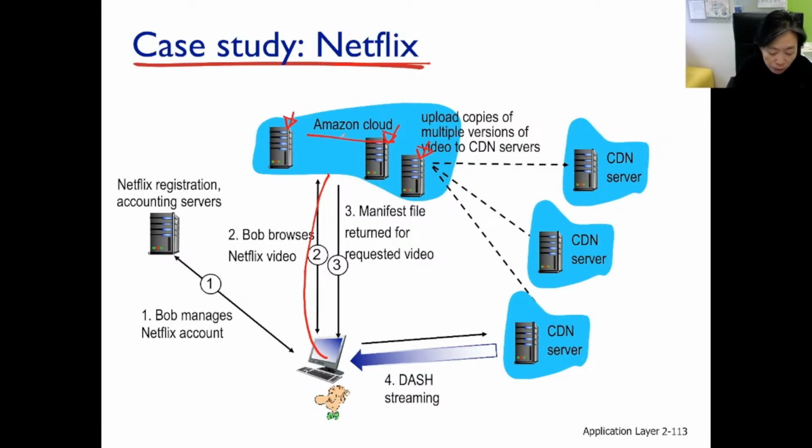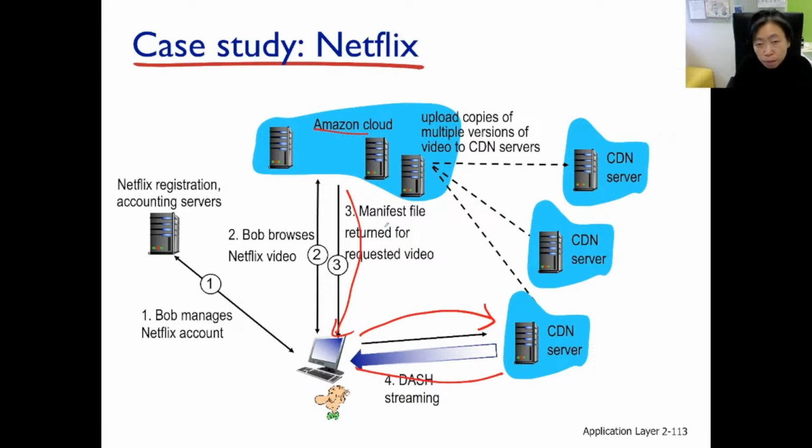Now, once Bob has decided on watching a video, then step 3, the manifest file of that video is returned back to Bob. And Bob will begin to fetch the video from the physical machine Amazon has set up to store that particular video, and somewhat close to Bob. Last is just that the CDN server begins to DASH over HTTP streaming the video.